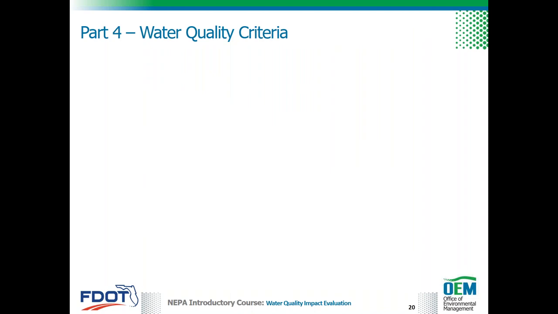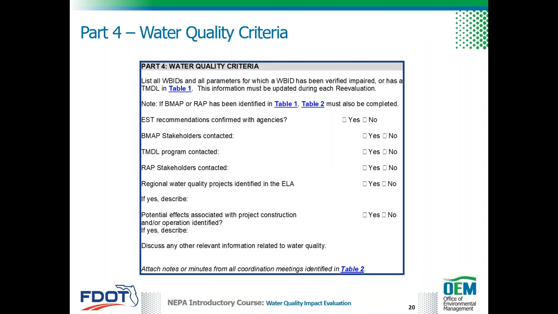Part 4 describes water quality criteria. List all water body identification numbers and parameters if the water body has been identified as impaired or has a total maximum daily load, or TMDL, limits established by FDEP. This information is to be provided in Table 1. We will review Table 1 in the next slide.